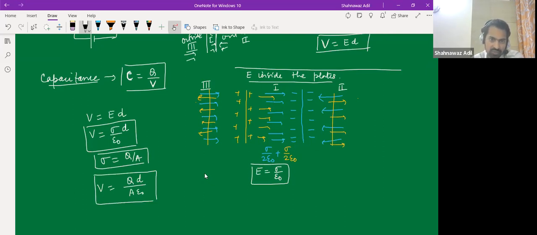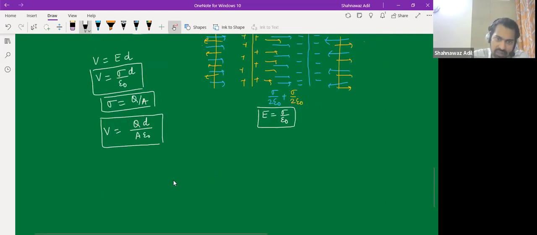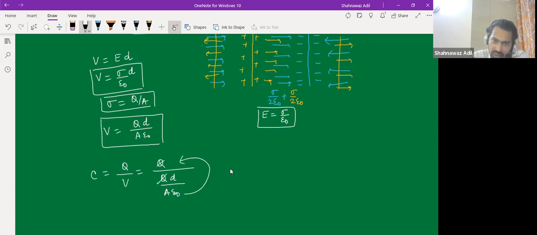Clear? Yes. So now let us calculate the capacitance. Capacitance would be how much? This is Q by V. So Q is Q and V is how much? Q into D divided by A epsilon naught. Q cancels, this goes over here. So the capacitance of a parallel plate capacitor is how much?